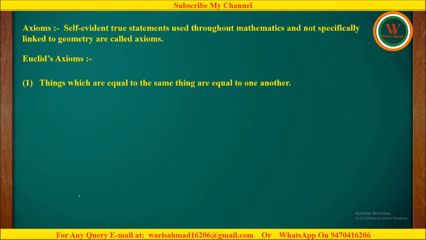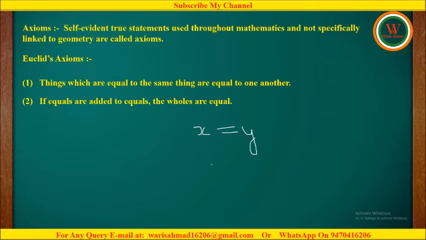Now let us see the second example. If equals are added to equals, the wholes are equal. For example, suppose x is equal to y. Then if we are adding 5 to x, and the same thing we are adding to y also, means y plus 5. Let us see the examples.